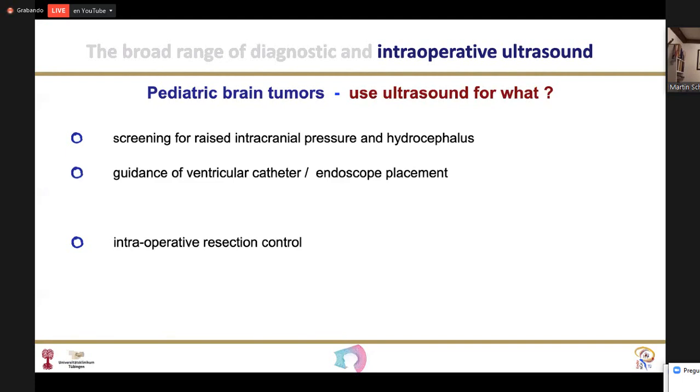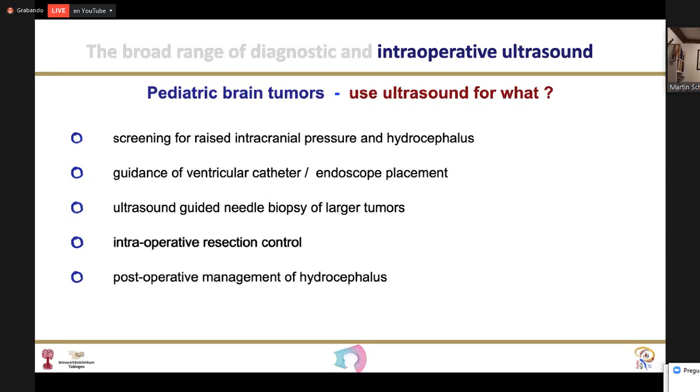You can use the ultrasound to guide your ventricular catheter for an intraoperative EVD. You can use it to guide endoscope placement for endoscopic surgery. You can even use the ultrasound for needle biopsy of larger tumors. Every tumor bigger than 2 centimeters, which is not in the brainstem, can also be biopsied by ultrasound.